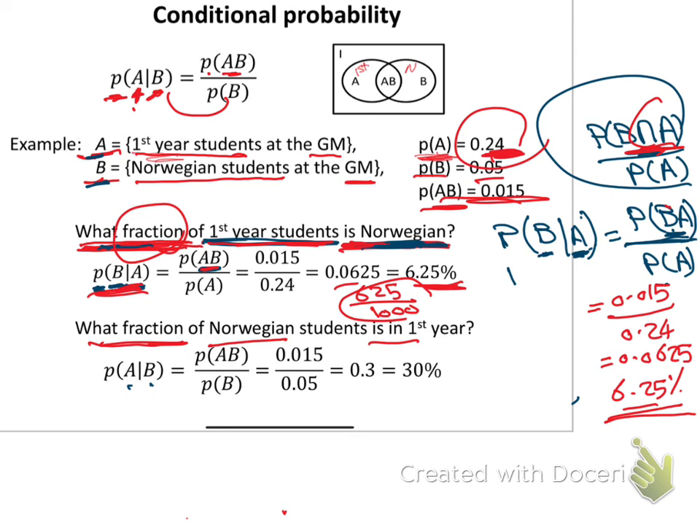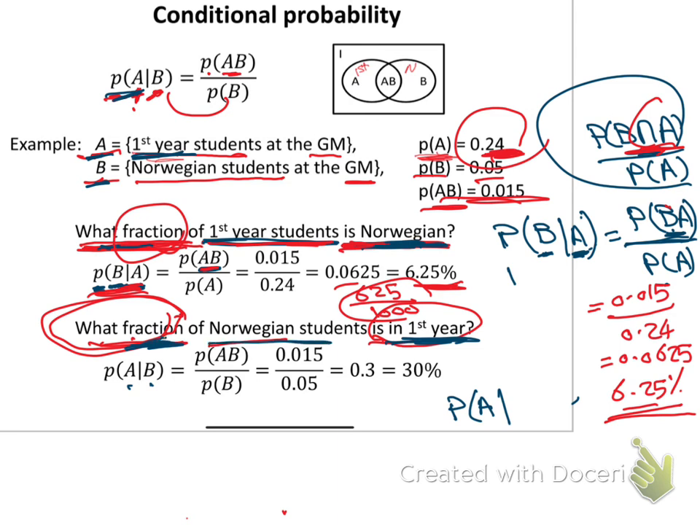So here in this problem, what is the fraction in year one? We can read it this way. What is he looking for? As we said here, he's looking for the probability of A. What is the fraction or the probability of first year? So I can write the probability of first year. What is first year here? First year is A, probability of A. And he has given me that they are Norwegian. What's the fraction of Norwegian students? So it's given that they are Norwegian, so B is given.